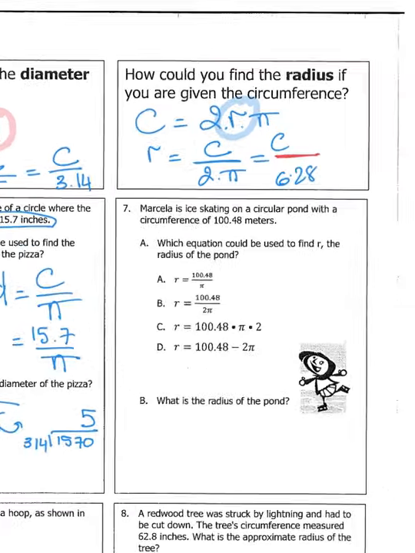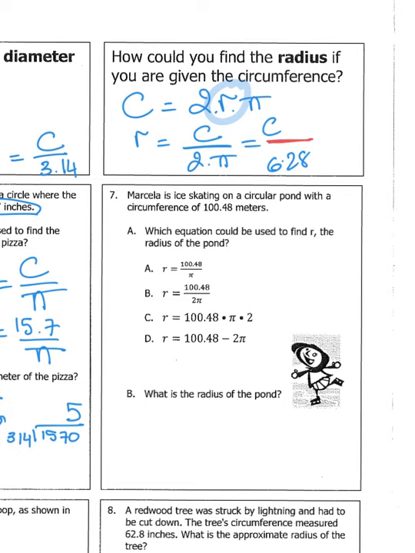Number 7, Michaela is ice skating on a circular pond with circumference given as 4,800 meters. Which equation finds the radius? And then find the radius. So I'm looking for the radius. I will use circumference divided by 2 pi.